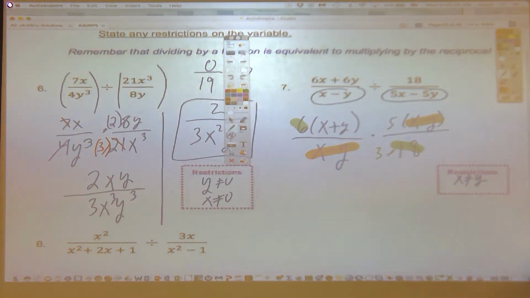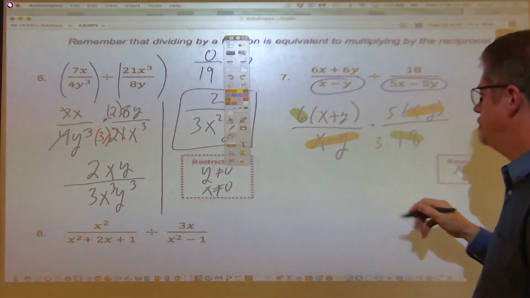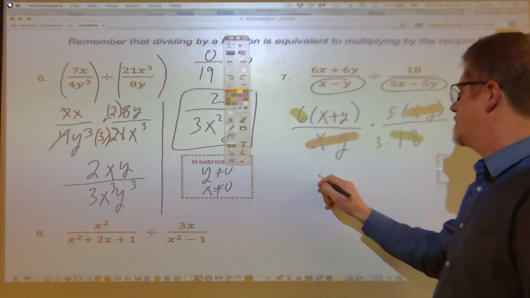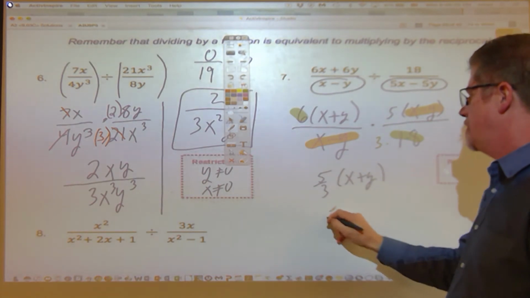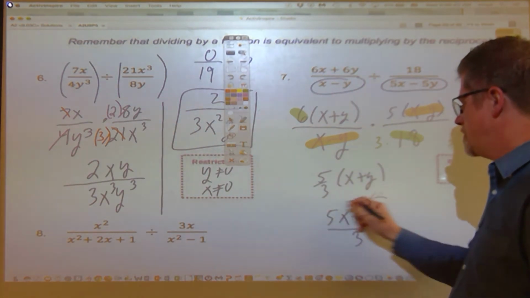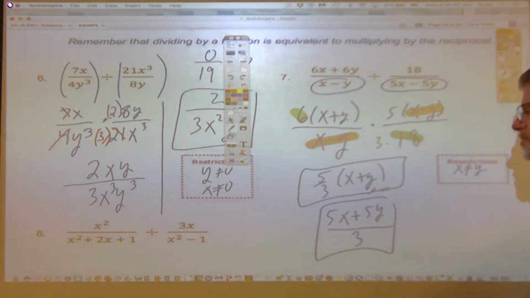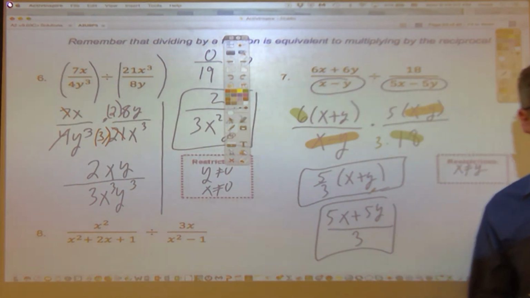Did you decide to cancel the 6 with the 18, reducing it to 1/3? So, if your final answer is 5/3 times (x plus y), we're in good shape. If you did (5x plus 5y) all over 3, that also is acceptable, either one. Or 5 times quantity (x plus y) all over 3. Any questions on problem 7?